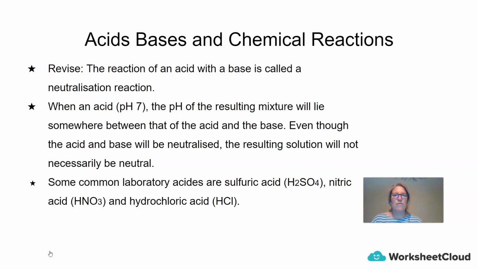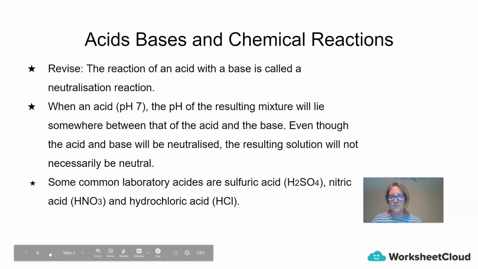Today, we are going to be revising acids, bases, and having a look at the associated chemical reactions. We will revise the reaction of an acid with a base, and that this is called a neutralization reaction. When an acid is mixed with a base, the pH of the resulting mixture will lie somewhere between that of an acid and a base. So even though the acid and the base will be neutralized, the resulting solution will not necessarily be neutral. And then we're going to have a look at some common laboratory acids like sulfuric acid, nitric acid, and hydrochloric acid.